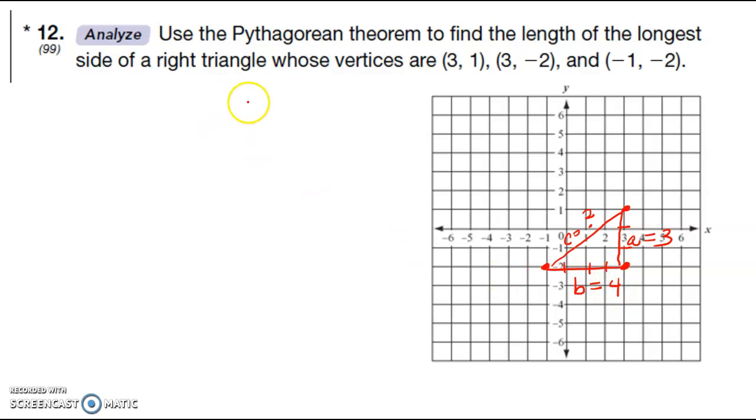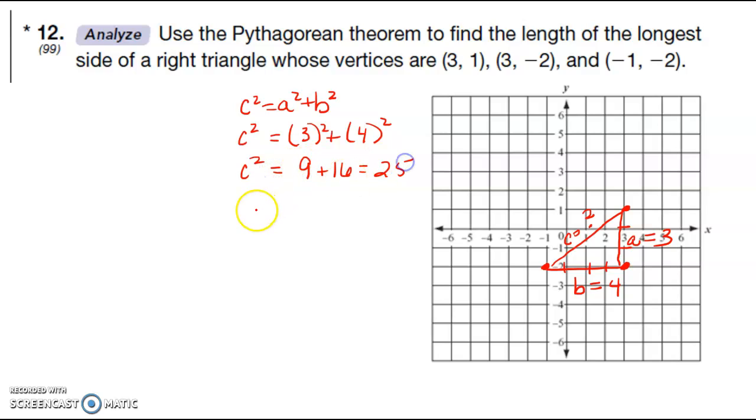So the Pythagorean theorem is C squared is equal to A squared plus B squared. We're trying to find C. So A is 3, B is 4. 9 plus 16, which is 25. So I have C squared is equal to 25. I'm going to square root both sides. That means I get C is equal to 5.